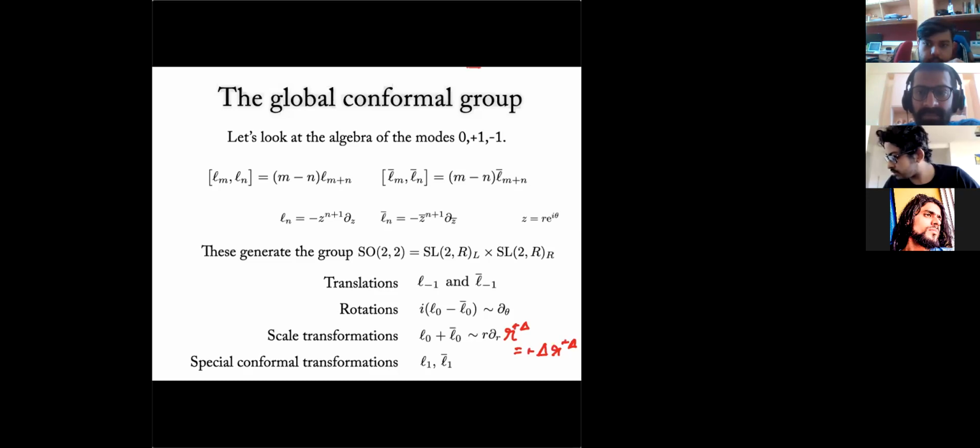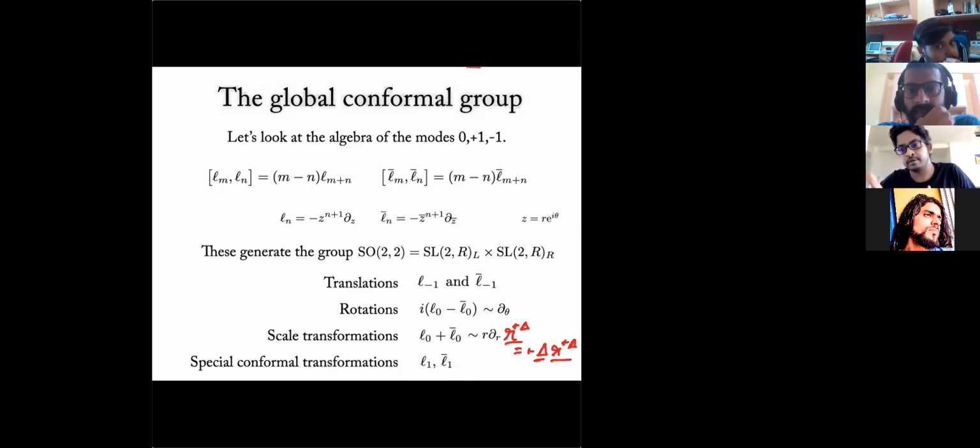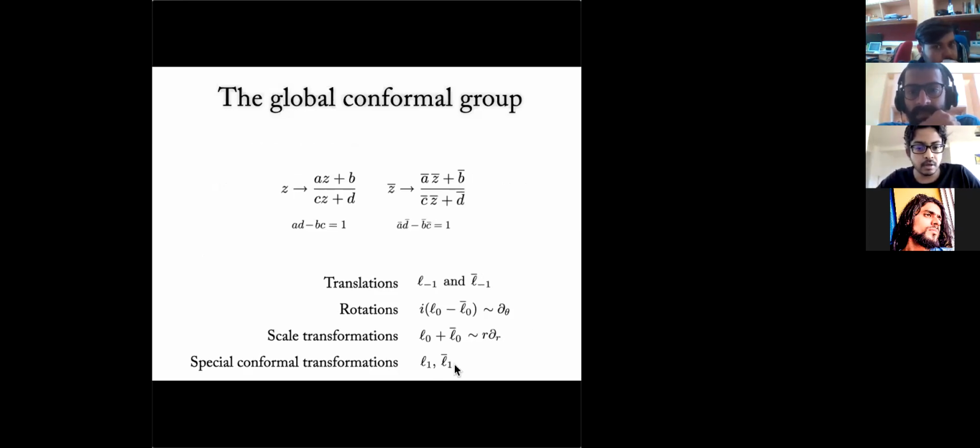So r to the delta is sort of an eigenfunction of this operator, with the eigenvalue delta. That's scale transformations. And you also have special conformal transformations, which are given by these generators. These correspond to an inversion followed by a translation followed by an inversion again.